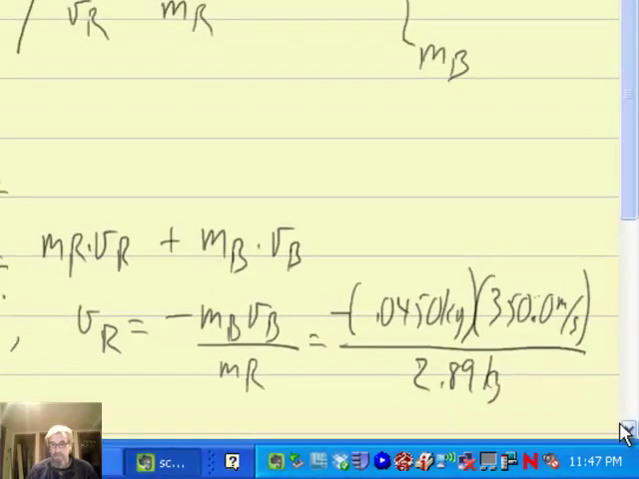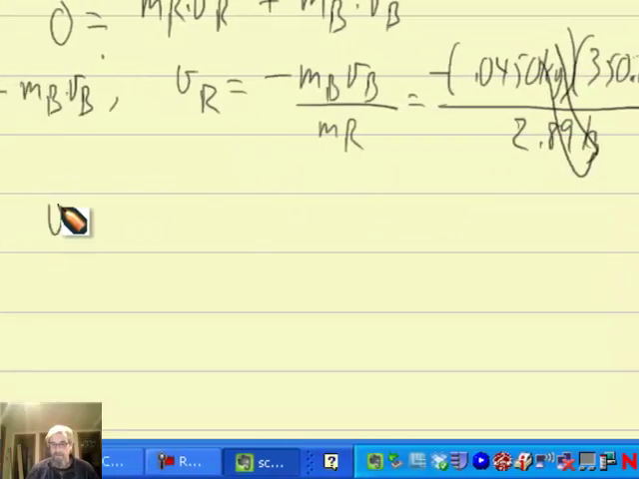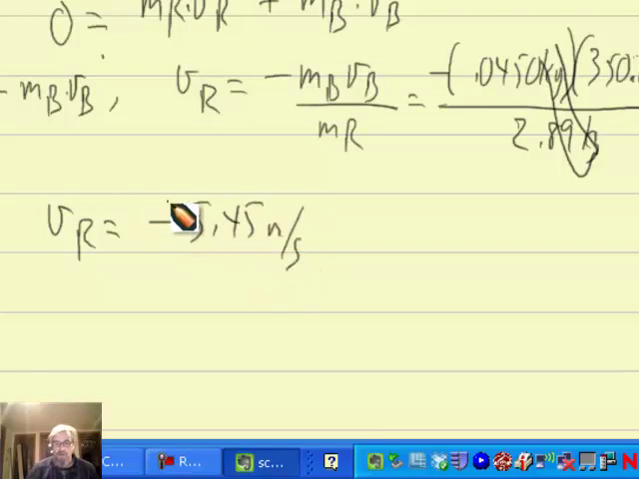Well, what's going to happen unit-wise is the kilograms are going to drop out, and that's going to leave us with just the velocity. And so the velocity of the rifle that we calculate turns out to be negative 5.45 meters per second. Now here's what the negative sign means. It just means it's going in the opposite direction as the bullet, because we defined the bullet's velocity as positive up here. The number makes sense. The rifle's a lot heavier than the bullet, so you'd think its velocity should be a lot less than that of the bullet.